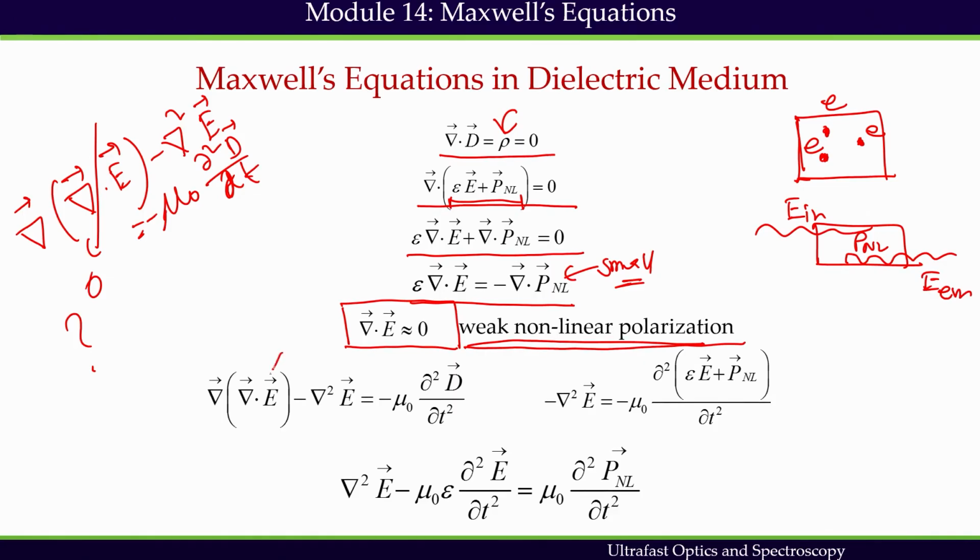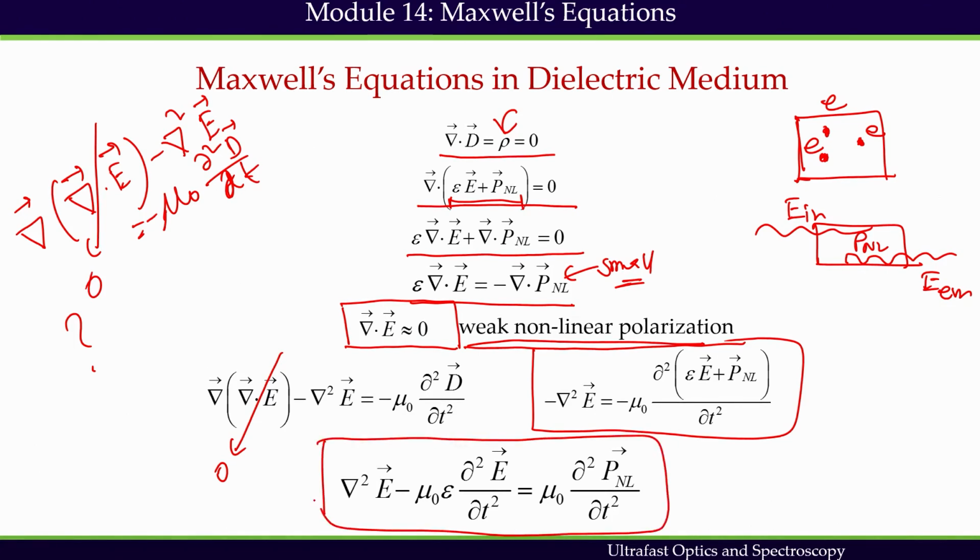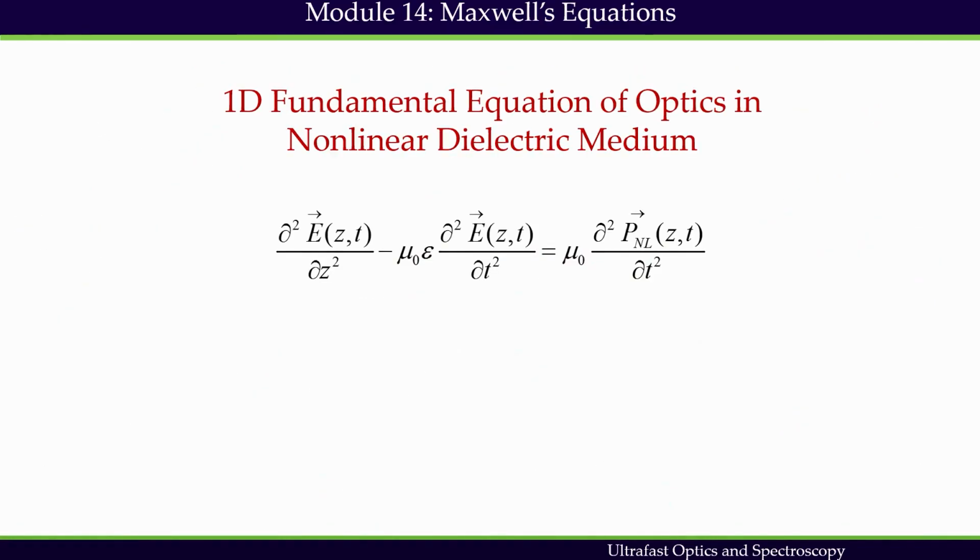So this component becomes 0, and I get this expression. This expression can be rewritten as this. This is called the perturbative limit of nonlinear effect, and under this perturbative limit we get the expression which we used previously as the fundamental equation of nonlinear optics. We can reduce it to one dimension and we get this expression.